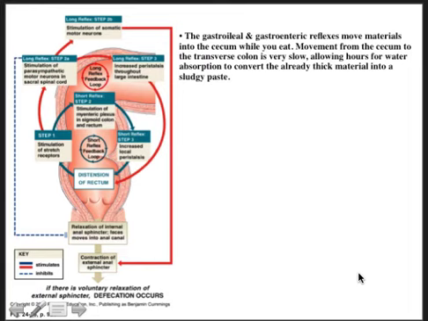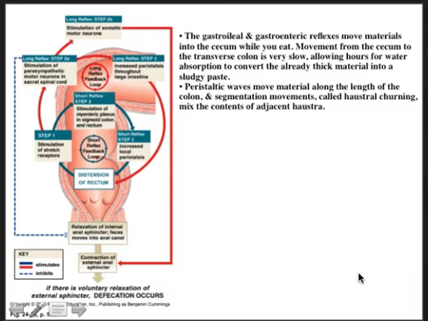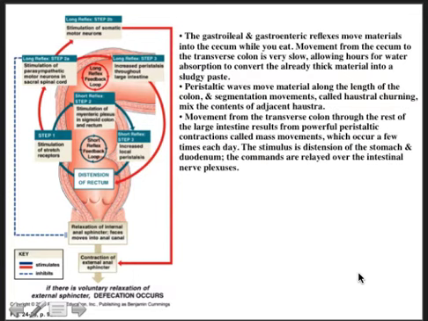The gastroileal and gastroenteric reflexes move material into the cecum while you eat. Movement from the cecum to the transverse colon is slow, and it allows hours for water to absorb back into the body, and this turns the liquid material into a paste. Peristaltic waves move the material along the length of the colon, and segmentation movements, called haustral churning, mix the contents of the adjacent haustra.